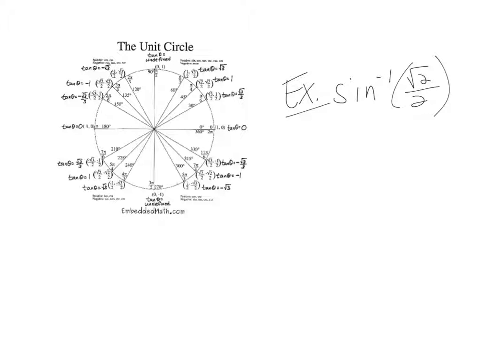The inverse sine of square root of 2 over 2. So we're looking on the circle, right half only, where the sine value is square root of 2 over 2. That happens at pi over 4.